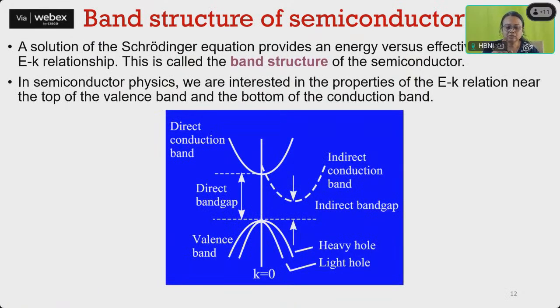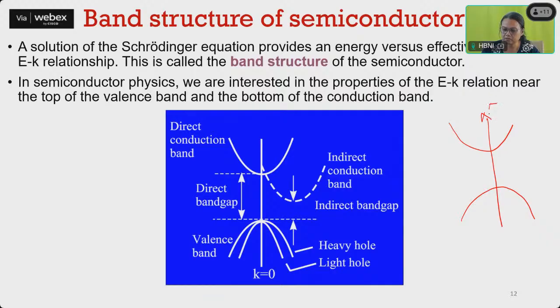Now, in the earlier slides, we were taking the valency band and the conduction band pictorially. But when we go into quantum mechanics, if we plot the energy-momentum k-space, the band structure is something like this. We have got the parabolas.